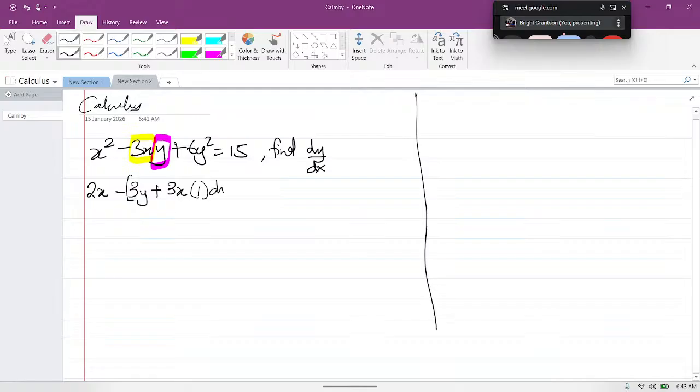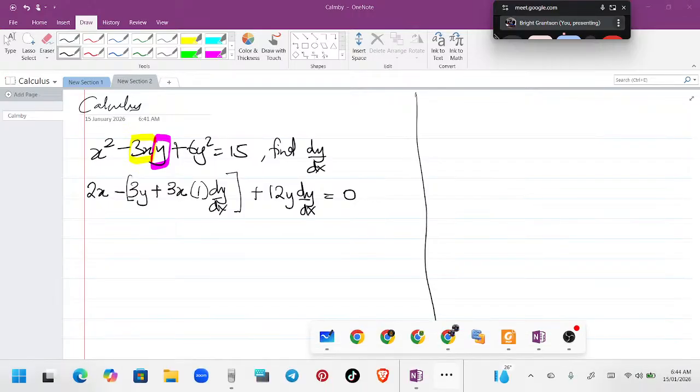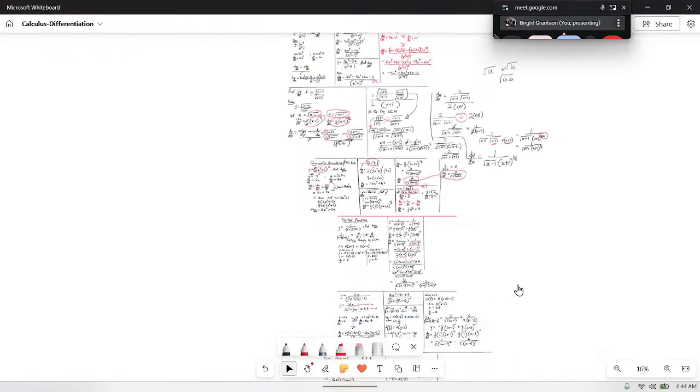Then you attach the dy/dx to it. Plus the 6y squared becomes 12y dy/dx, equals 0. When you differentiate a constant, you get 0.